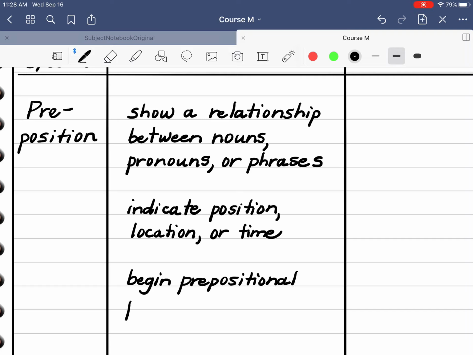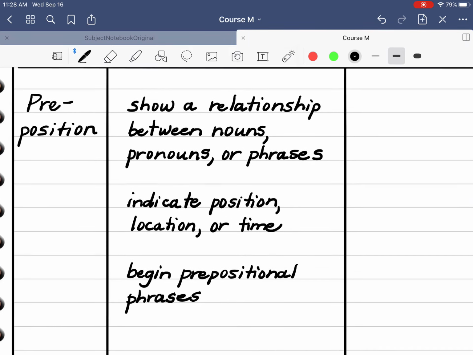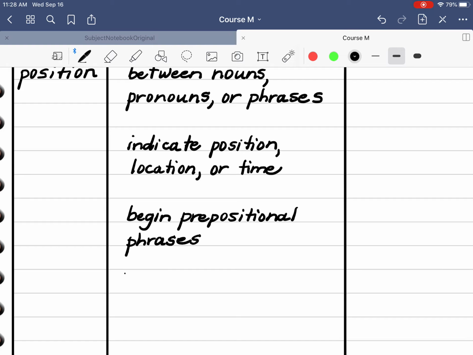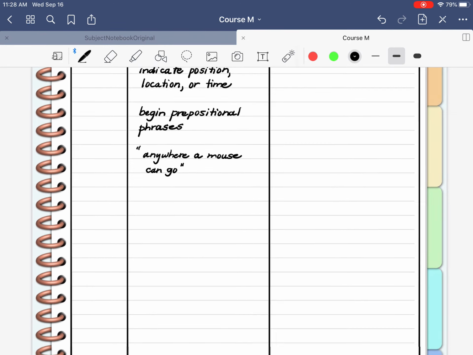Now, when I was learning these and they told me all this, it went in one ear and right out the other. I was listening, but it just didn't mean anything to me. And finally, my teacher told me, I was in junior high school, but she told me this: anywhere a mouse can go. So I started to think about that. Where are some places a mouse can go?